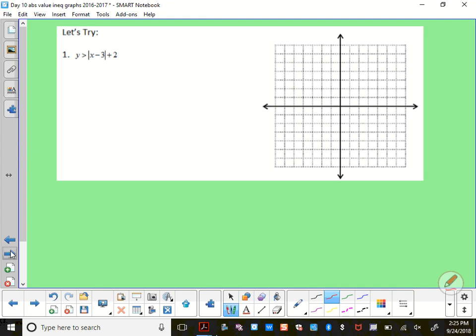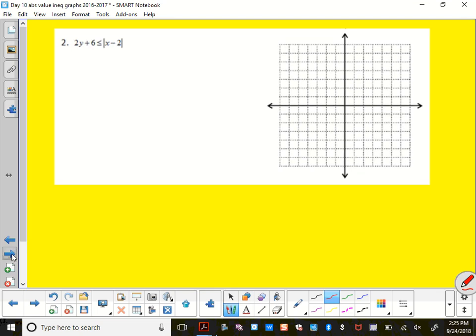When you get here, I want you to tell me whether it is dotted or solid, and above or below. I also want you to make a t-chart with your vertex in the middle. In this case, it's 3, 2. Plot your points. You don't have to list any solutions. Okay?